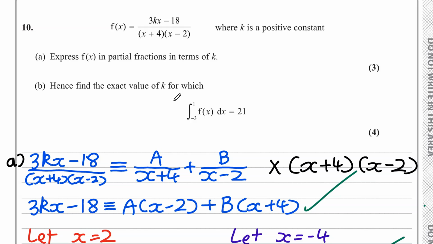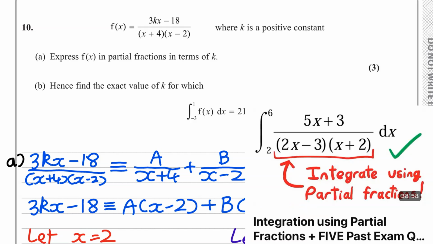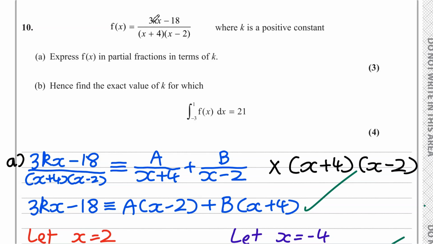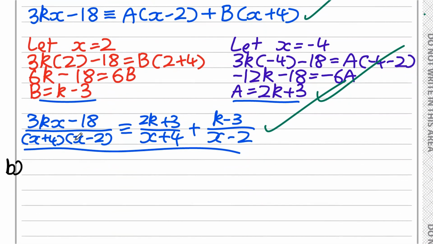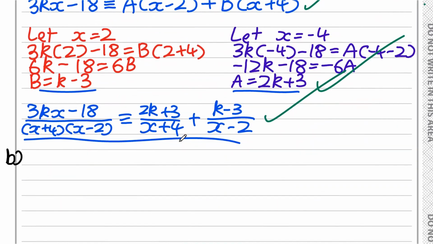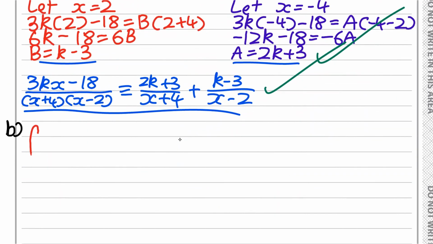Okay, and then for part B, we need to find the exact value of k for which the integral between -3 and 1 of f(x) is equal to 21, for 4 marks. So this is a question on integrating using partial fractions. The reason for this is f(x) is equal to this up here, but we cannot directly integrate this. However, because we showed in part A that we can split this up into these two partial fractions, we can directly integrate this.